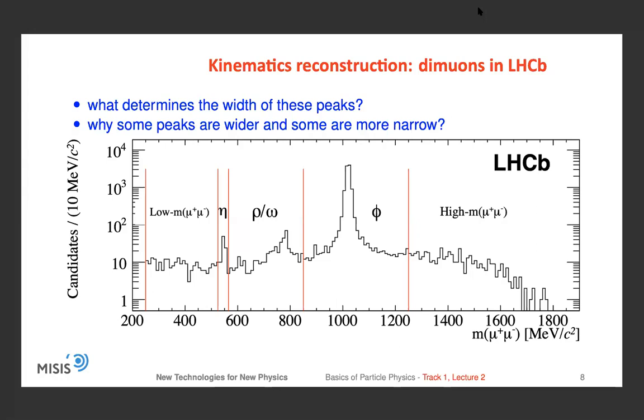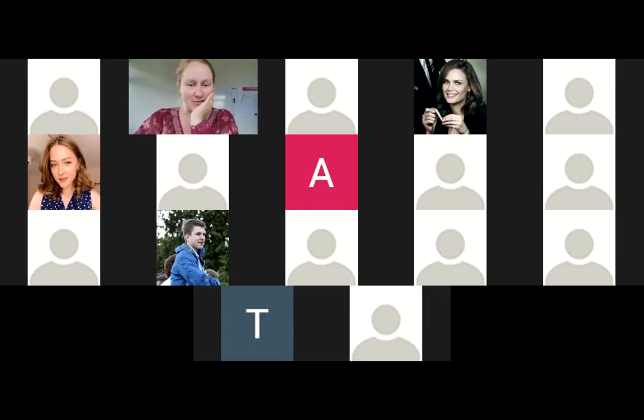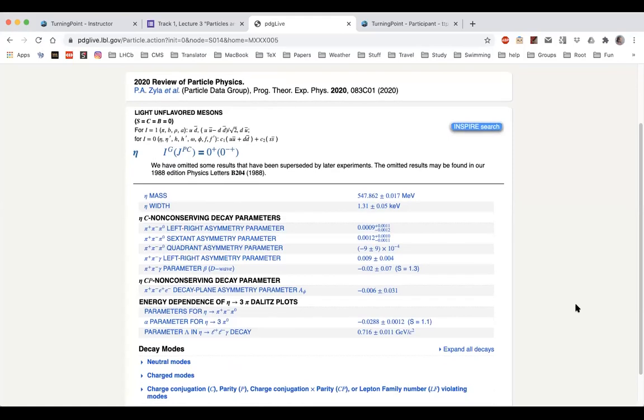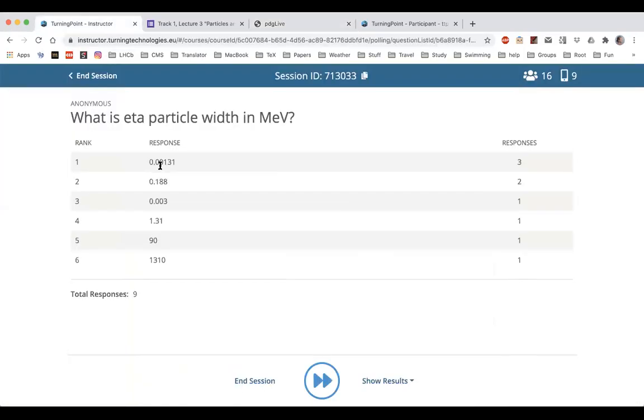Okay, we have 9 people who answered. I will proceed. So this time responses are a bit wilder, a bit different range. Again, if you go to ETA, let me stop share and share with you the screen. This one. So we can find ETA width is 1.31 keV. So in MeV, it indeed should have been 0.00131. So this answer is correct.